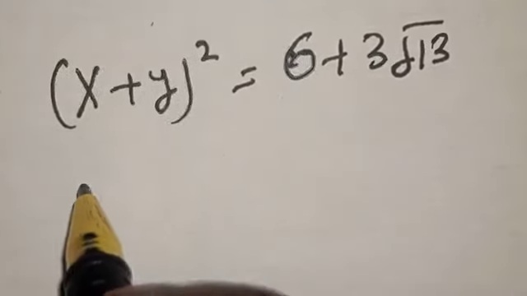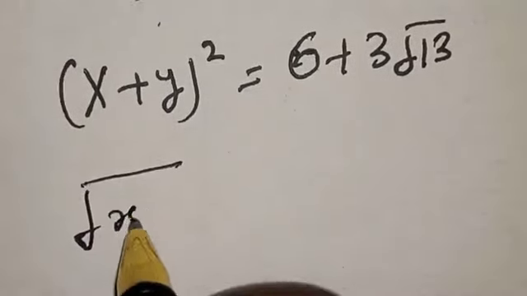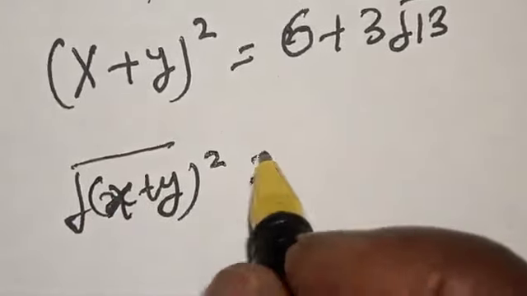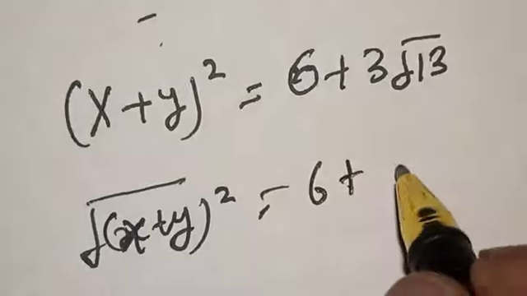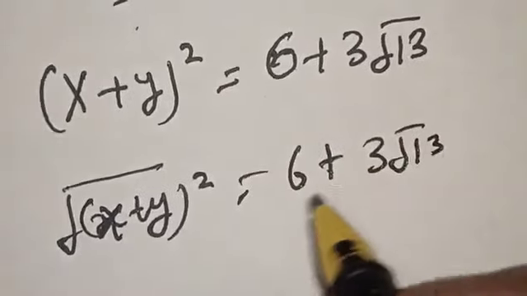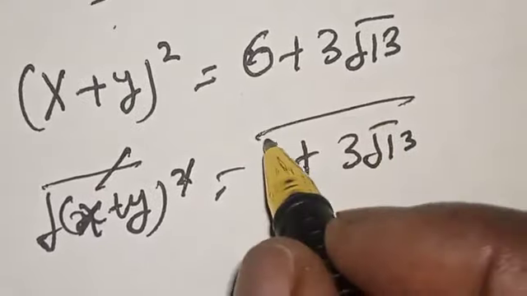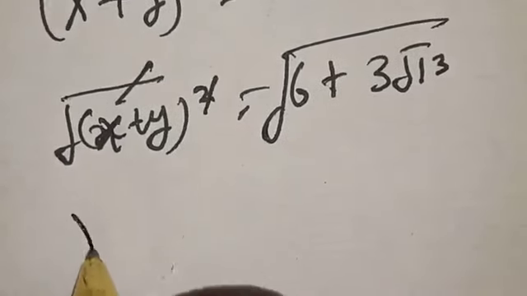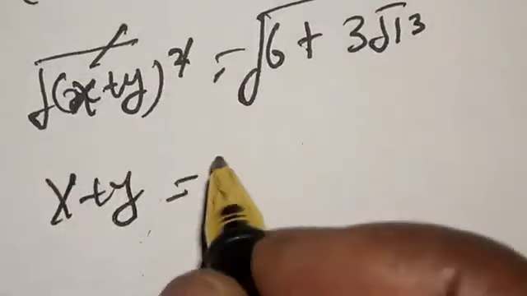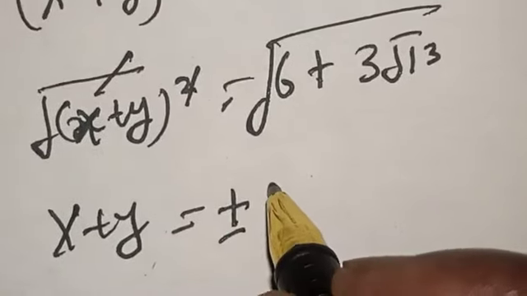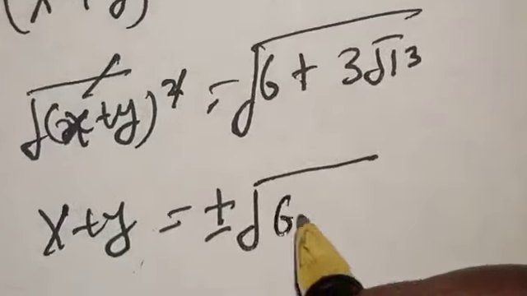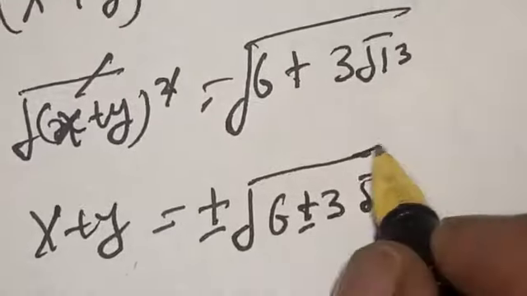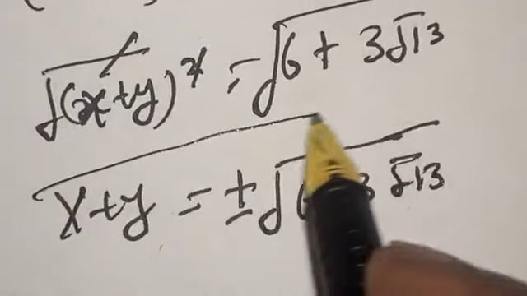Therefore, if you take the square root of both sides, we have square root of x plus y squared is equal to 6 plus 3 root 13. This one will cancel this. You have the square root. Therefore, our answer is x plus y is equal to plus or minus square root of 6 plus or minus 3 root 13. That is our final answer.